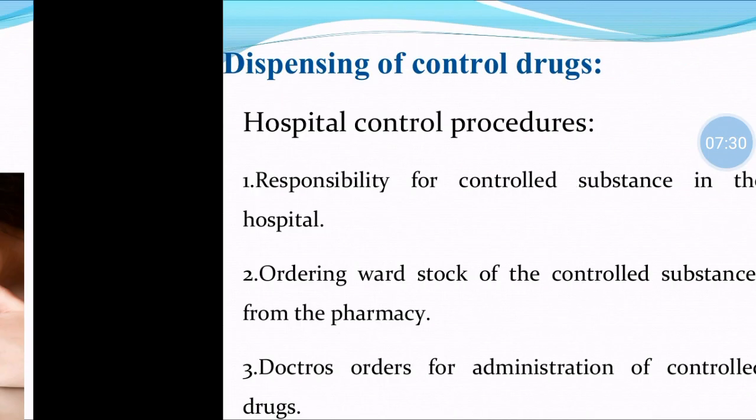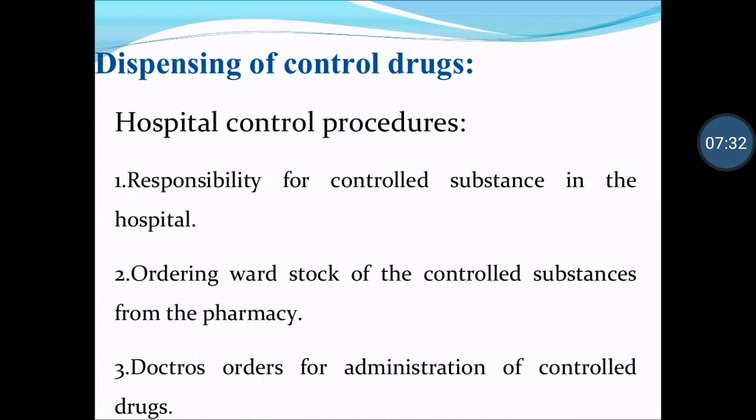Then dispensing of controlled drugs. Controlled drugs are very highly habit-forming drugs. Dispensing of controlled drugs, hospital control procedure: what are the procedures? Responsibility for the controlled drug substances in the hospital includes the ordering of ward stock of controlled substances from the pharmacy, and the ward stock should contain only the ordered controlled substances. The doctor orders the administration of controlled drugs; only if the doctor orders can the controlled drug be given, otherwise not.